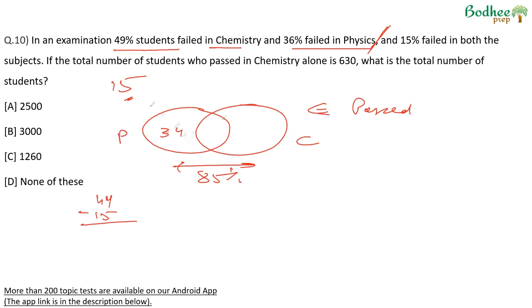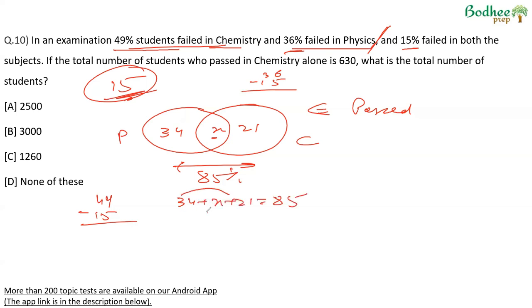36 failed in physics. They will be outside this box. So 15 are already there. So 36 minus 15, 21. 21 would have passed only in chemistry. 21 plus 15 failed in physics, 36. 34 and 49 failed in chemistry, 49. 15 failed in both, they're already outside. Therefore, if I look at the number who passed in both, I can say 34 plus x plus 21 is equal to 85. 55. X becomes 30. Therefore, 30% people would have passed in both.